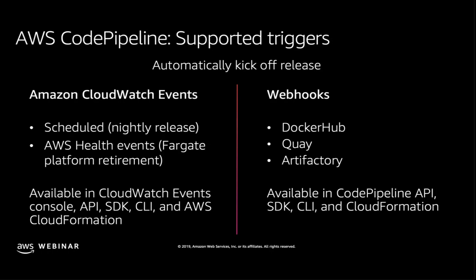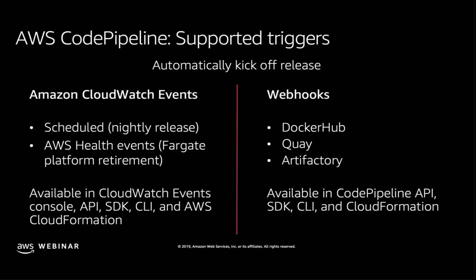So again, Fargate is a managed service, right? So it's serverless. You don't have to manage the underlying ECS cluster. So when things happen, like your Fargate platform gets retired because there's a new version of it, you can have that automatically trigger a deploy to the replacement updated platform. And so that's available in both the CloudWatch Events console, our APIs, SDKs, CLI, and CloudFormation.